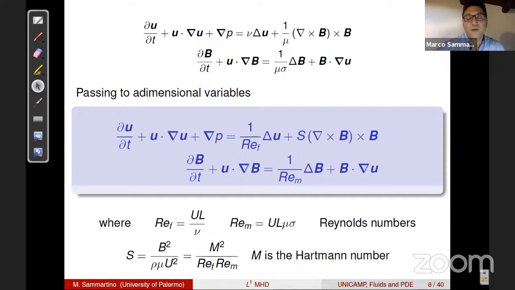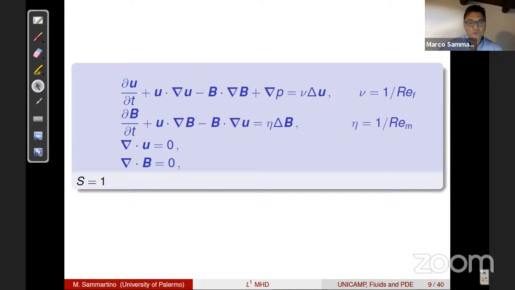So you see also the conductivity and the permeability of the magnetic field, which are involved in the definition of the magnetic Reynolds number. And then there is this dimensionless number S, which involves the Hartmann number, which for usual phenomena we could continue our analysis keeping this S, but we will put this number S equal to 1. Okay, so these are the equations.